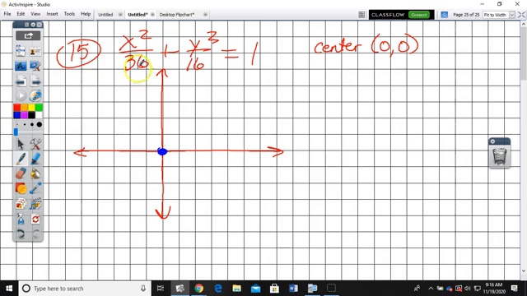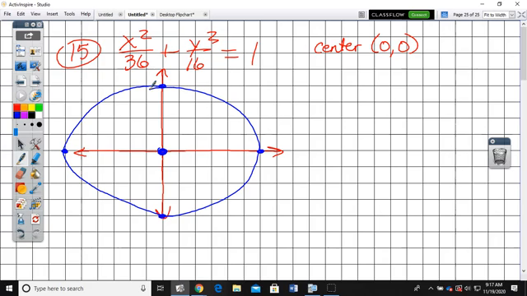So, square root of 36 is 6. So right and left, I go 6. 1, 2, 3, 4, 5, and 6. Up and down, I go how far? 4. 1, 2, 3, and 4. And then you draw your ellipse.